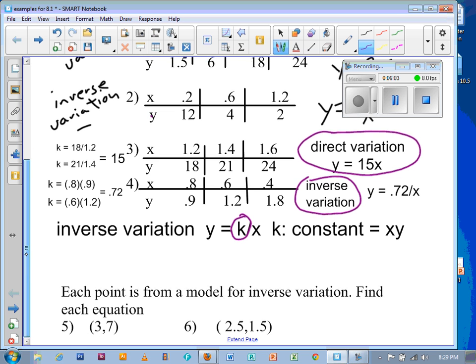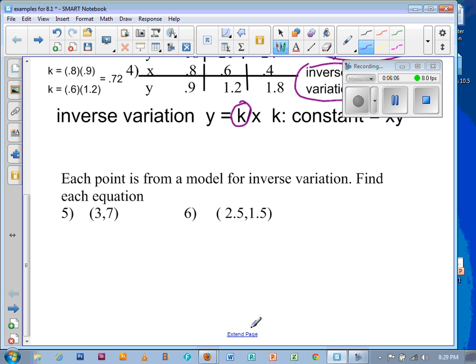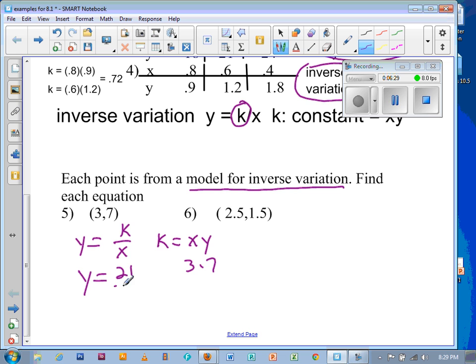Hopefully you matched that. Now, the last part of this lesson involves points that are given to us, and they're telling us they model inverse variation. If this happens to you, pull out the inverse variation form, which is y equals k over x. And we know in number 5, to find a constant, it's just a matter of taking x times y. So in this case, we'll take 3 times 7, which is 21. So you put in 21 for k, put it over x. There is your equation that models inverse variation that goes through 3, 7.